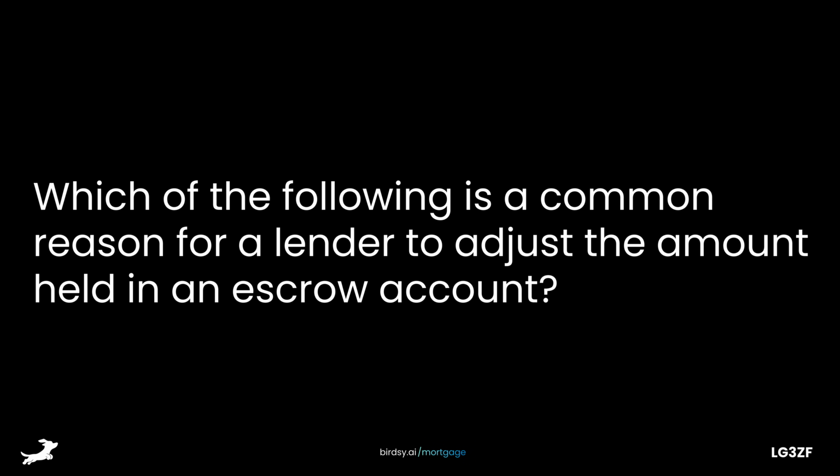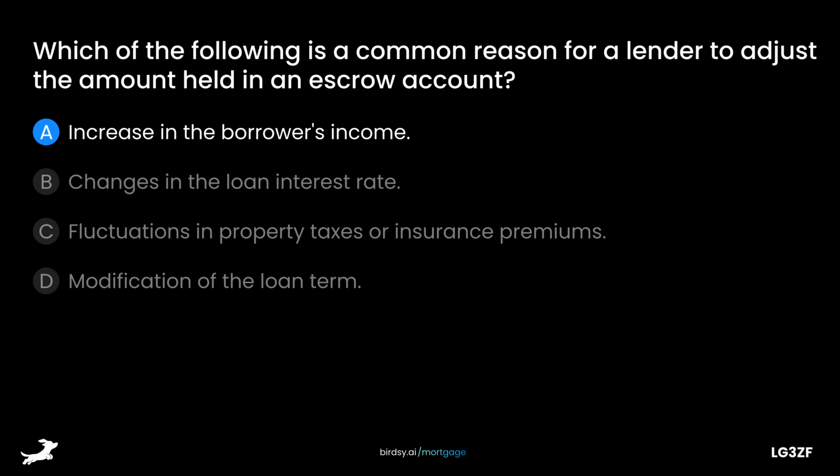Which of the following is a common reason for a lender to adjust the amount held in an escrow account? Is it A, increase in the borrower's income? B, changes in the loan interest rate? C, fluctuations in property taxes or insurance premiums? Or D, modification of the loan term? The answer is C, fluctuations in property taxes or insurance premiums.